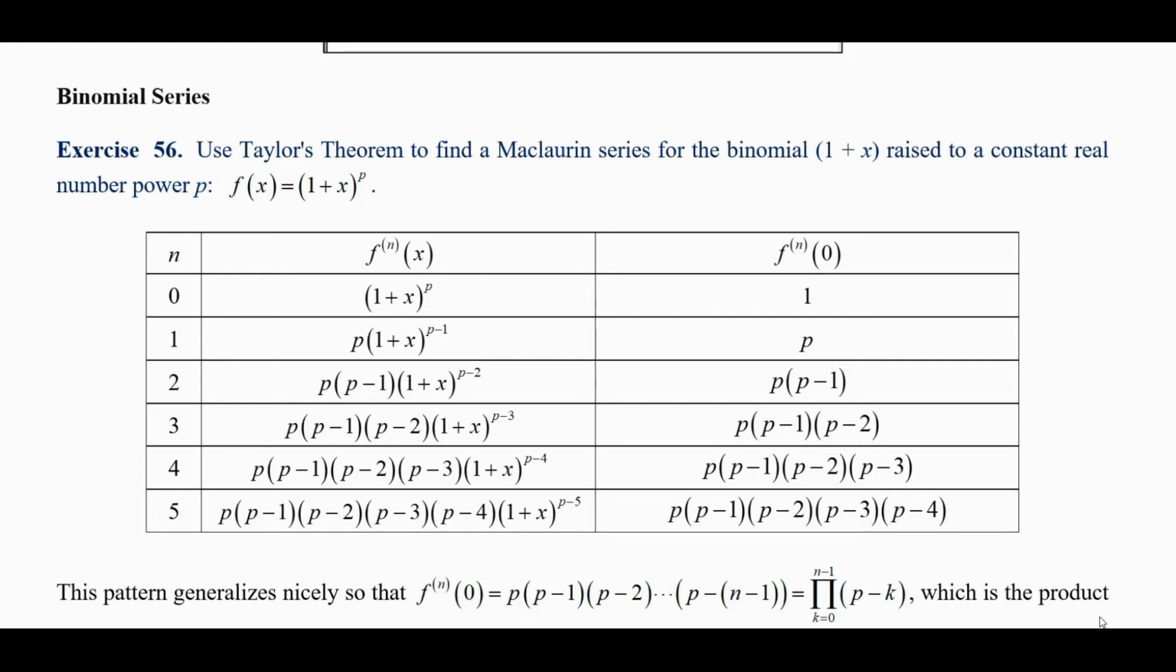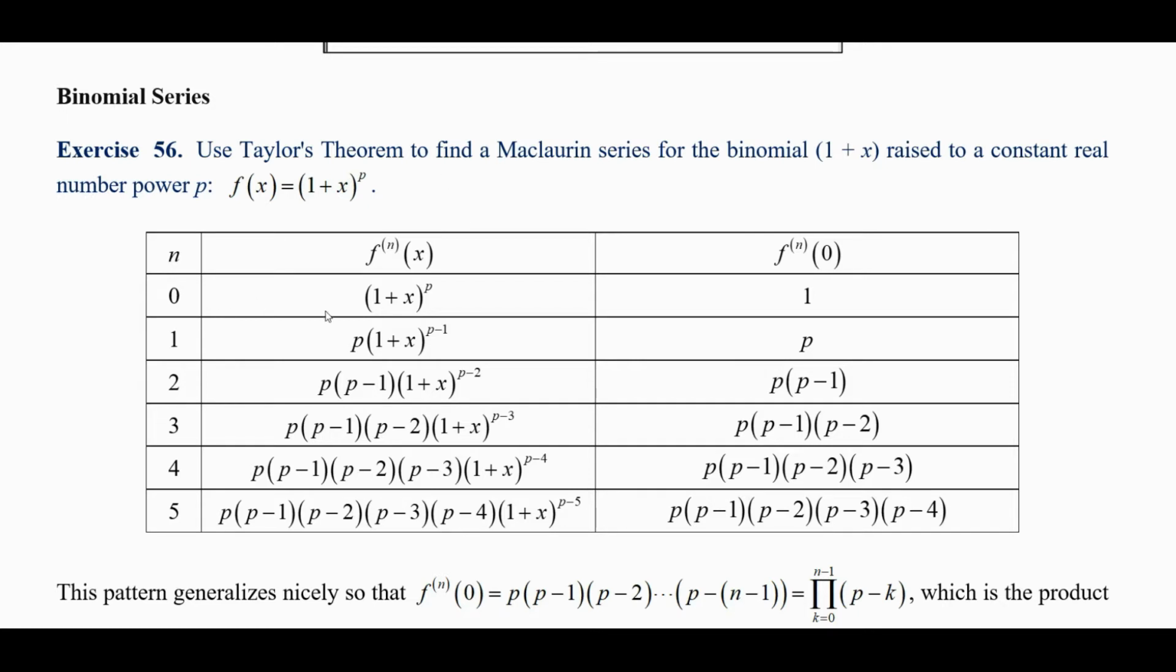Hello, in this video, we're going to look at the binomial series a little bit. So we're going to use Taylor's theorem directly to find a Maclaurin series for the binomial 1 plus x raised to a constant real number power p, 1 plus x to the p power. And n is going to keep count of which term we're in.